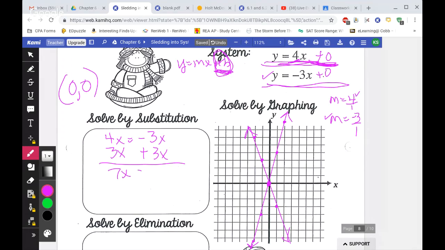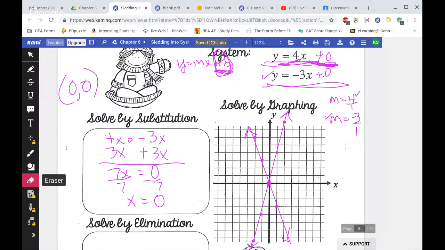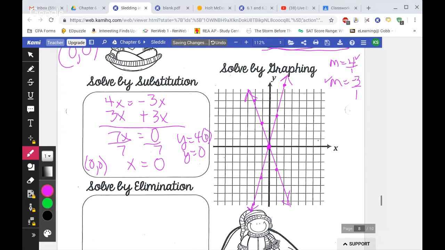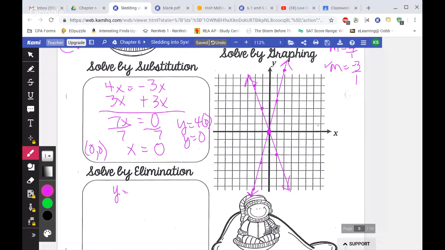Do not panic when you see this. You can get 7x equals 0. Divide both sides by 7. I'm not dividing by 0. I'm dividing by 7. And that equals x equals 0. I'll substitute 0 back in to one of the two equations. Y equals 4 times 0. Y equals 0. So 0 equals 0, or 0, 0 is the solution.